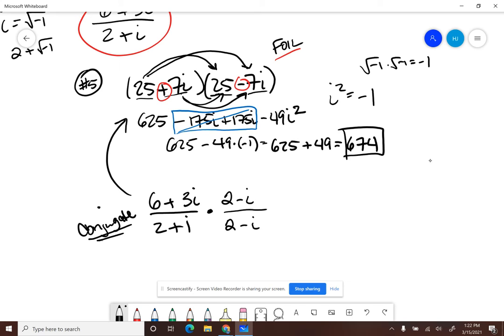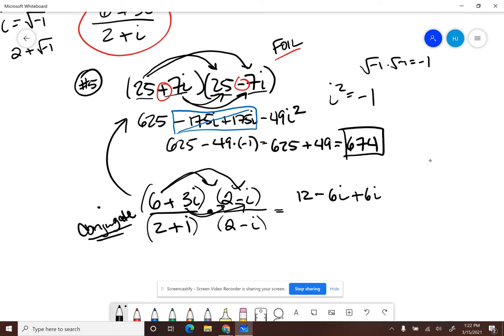And we're going to start, I guess, with the top. Again, think about this as just being two binomials, and you're just multiplying them together. It goes right back to the work we did yesterday. So if we do 6 times 2, I'm going to get 12. 6 times negative i is going to be negative 6i. 3i times 2 is going to be positive 6i. And 3i times negative i is negative 3i squared.